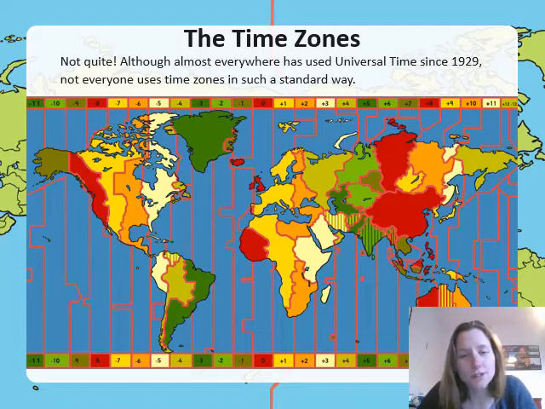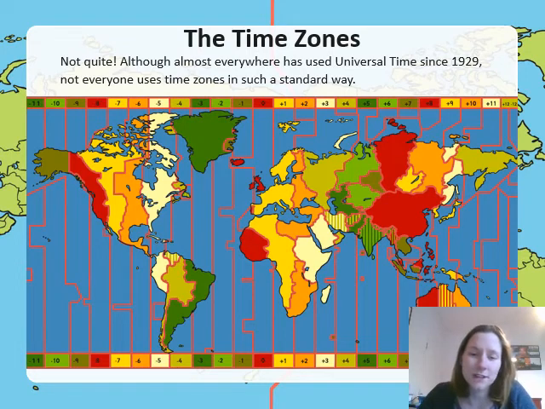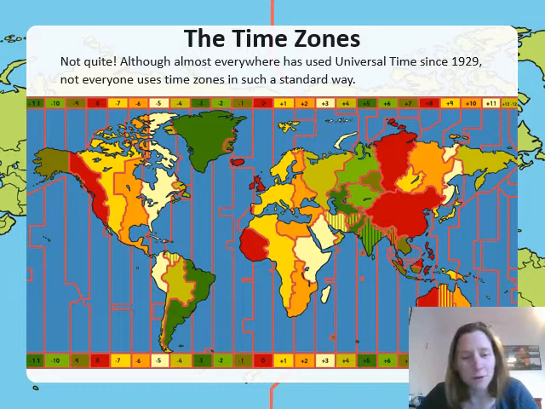So although almost everywhere has used universal time since 1929, so almost 100 years, the time zones aren't used in such a standard way, and there's lots of different reasons for this. It mostly has to do with which countries communicate with each other a lot, and a lot to do with the islands as well that are in the oceans. So pause the video and just have a look and see what you can spot. Look for countries that you're familiar with and see what you can spot about the time zones.